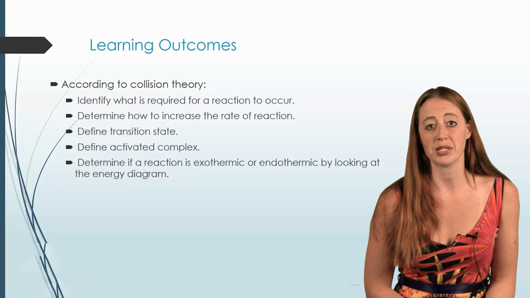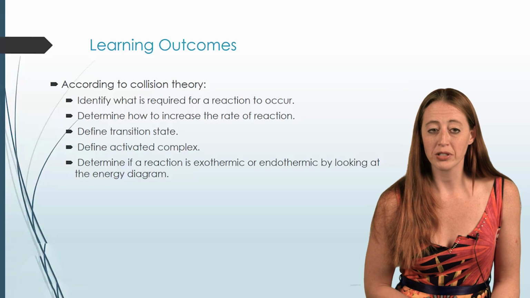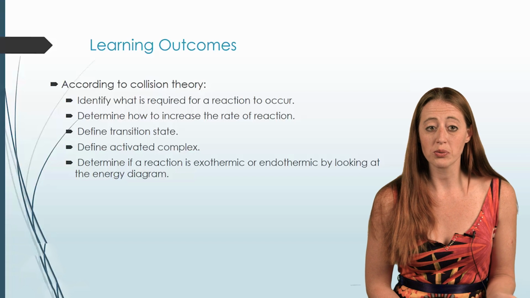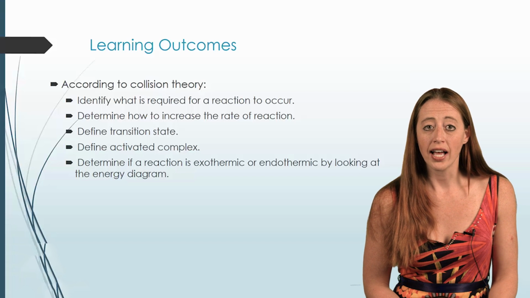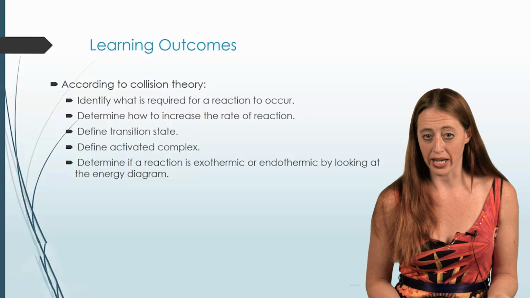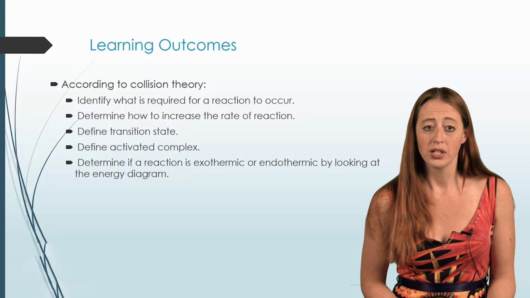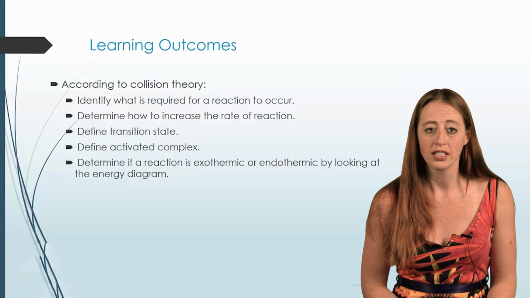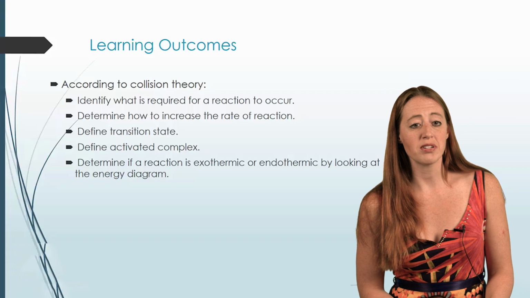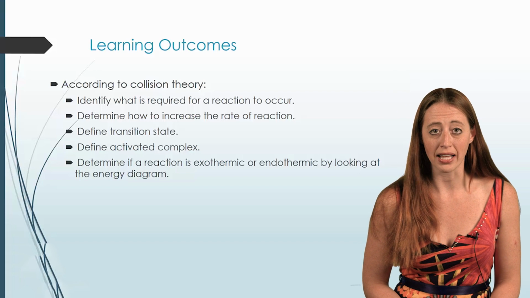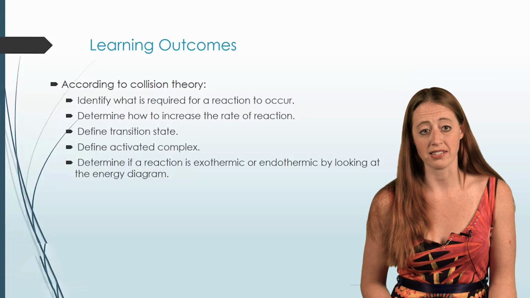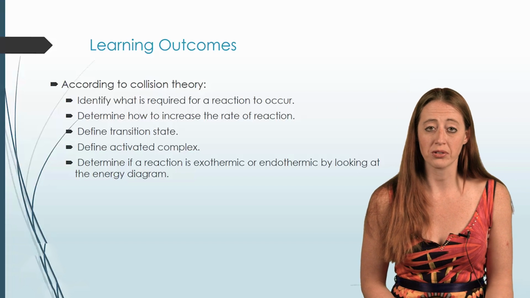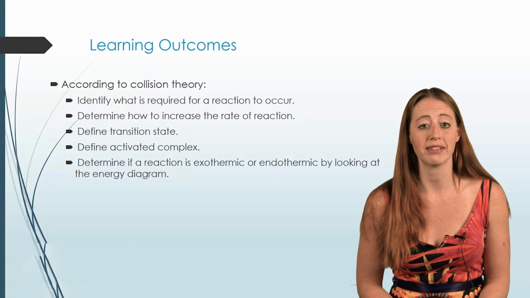And that was useful for us when talking about rate laws. However, there's a lot more to say about this, and that's what we're going to do in this video. So first, we're going to go back and do a little bit of review in identifying what happens when a reaction occurs. And also, what has to happen in order to increase or decrease the rate of a reaction. And then we're going to add in some new things. So defining a transition state and activated complex, and determining how temperature has an effect on that. And then also determining if a reaction is endothermic or exothermic based on an energy level diagram.